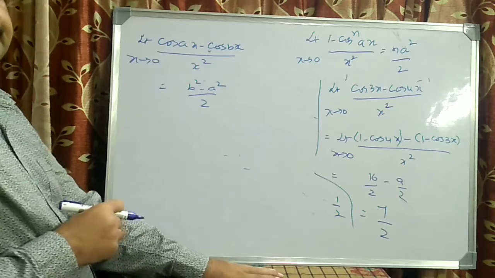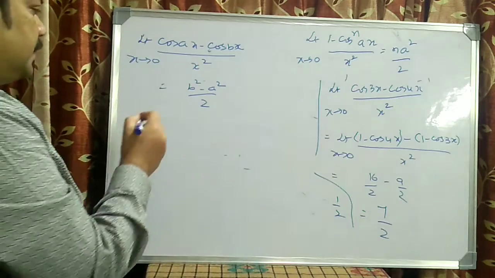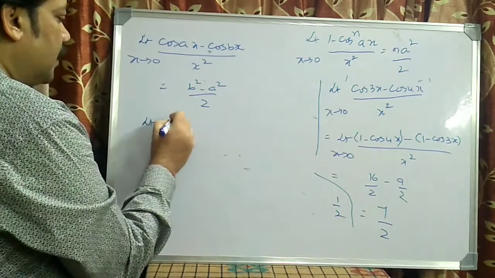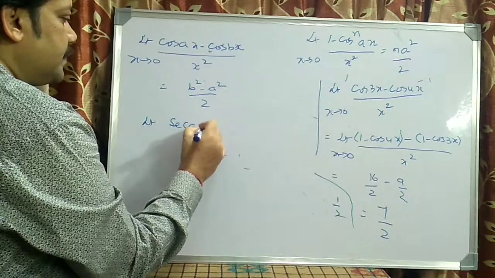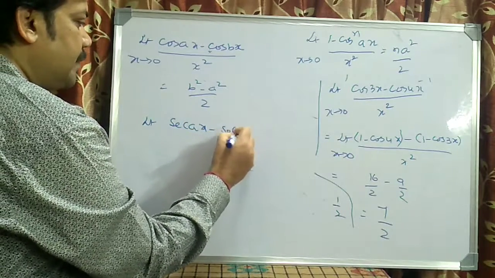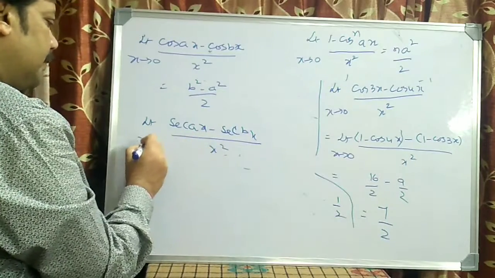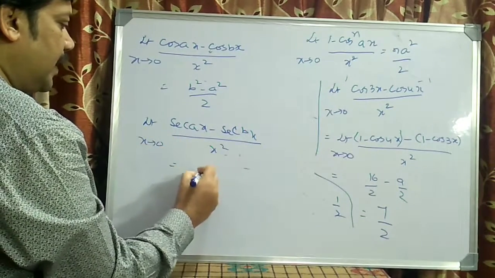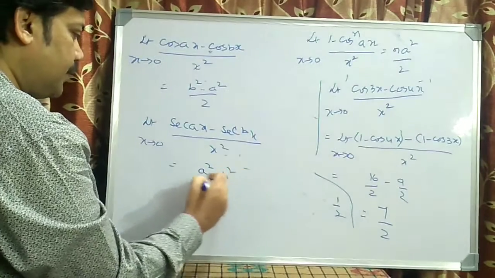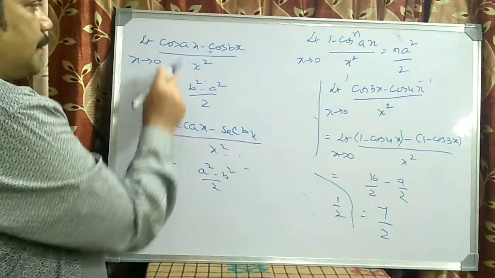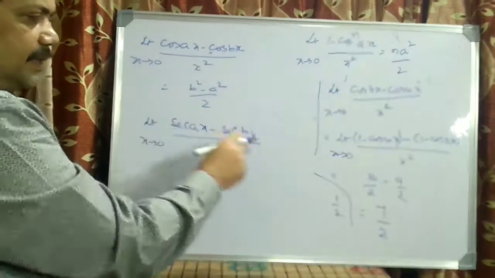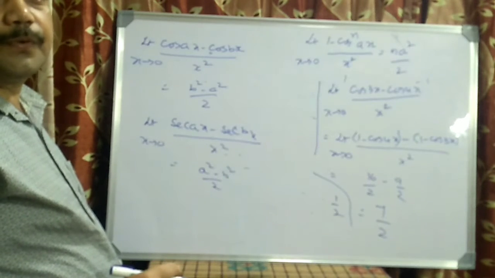So coming back here, this is applicable for secant also. Secant ax minus secant bx by x square. But here the problem is, I have a square minus b square by 2 only, because this is a reciprocal of cos. So these two are interchanged when I take the reciprocal.